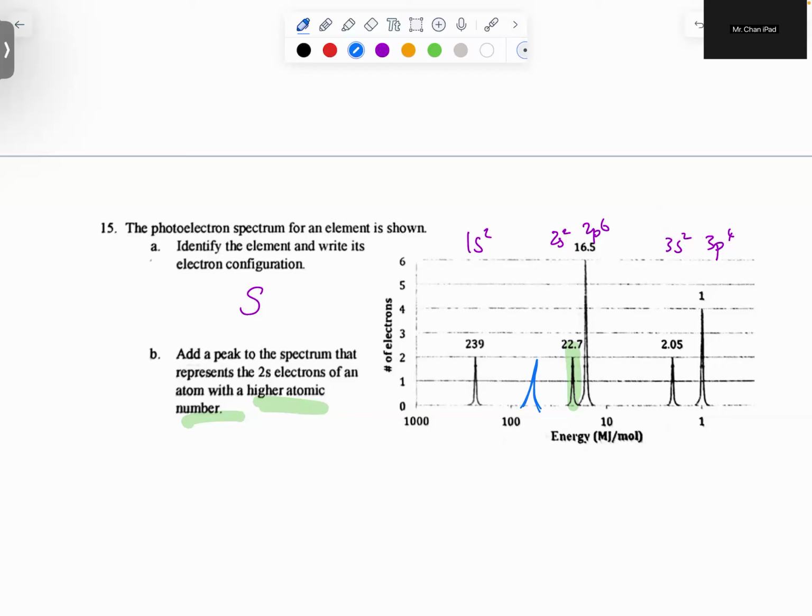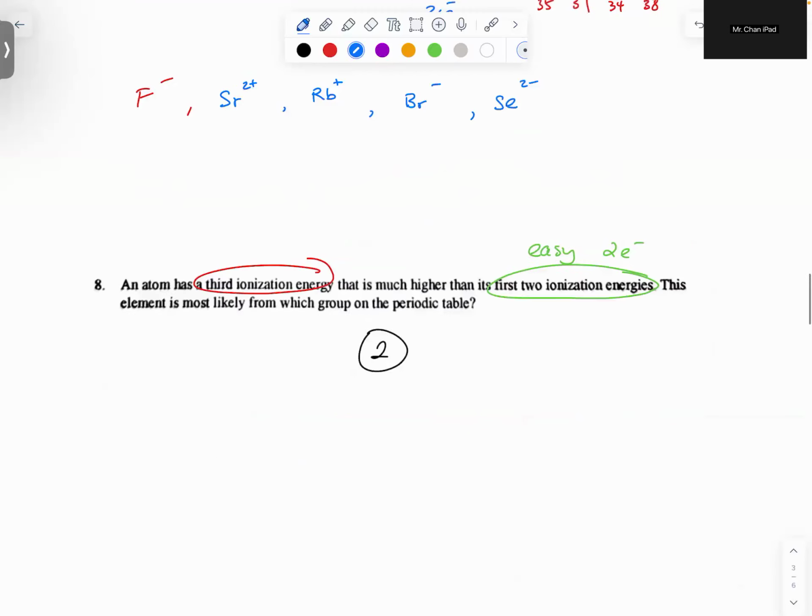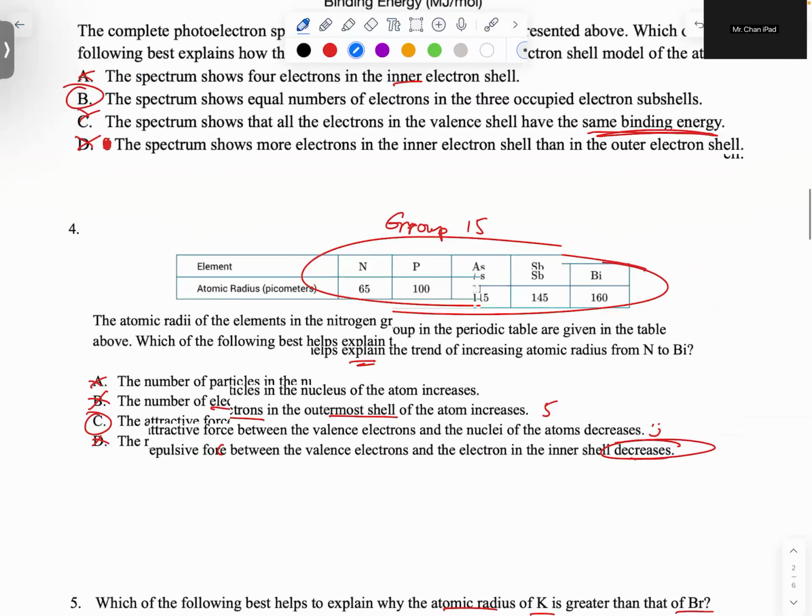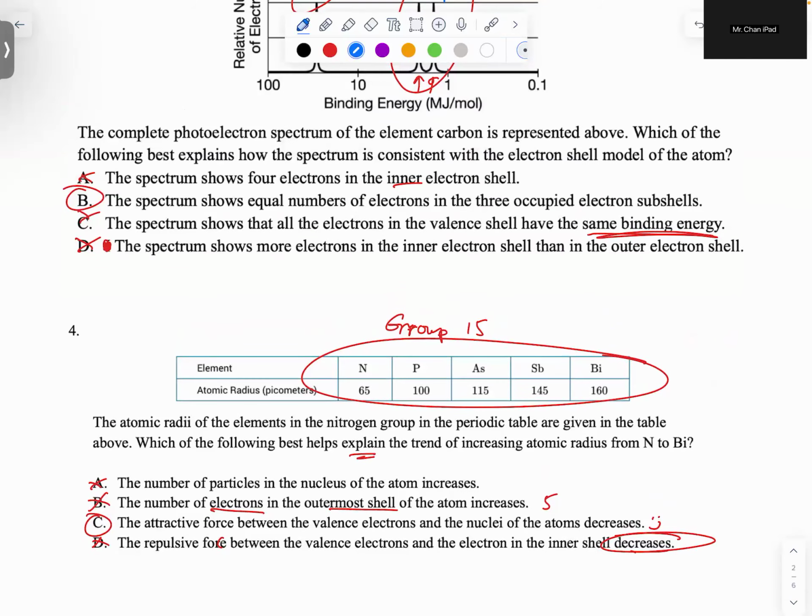Now, in general, it will not be the same. Because what do we say about the group trend for atomic radius? As we go down, it gets bigger. Just like the questions we had earlier, which one best explains the increasing atomic radius? It's not the protons, because the size will ultimately be determined by the valence electrons, or the outermost energy shells. Electron shells, energy levels.